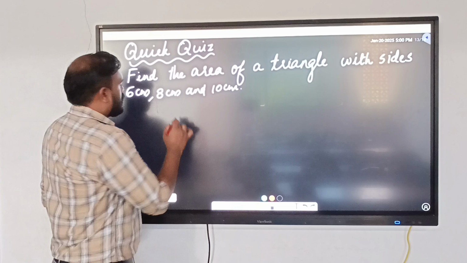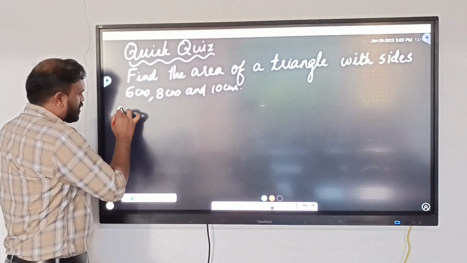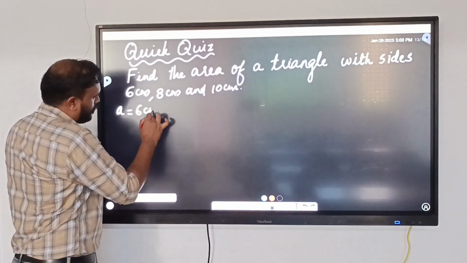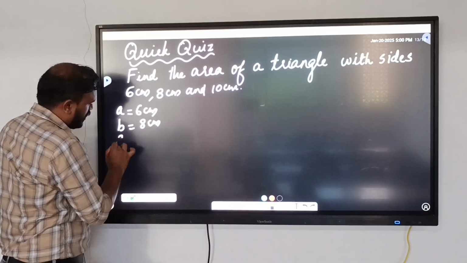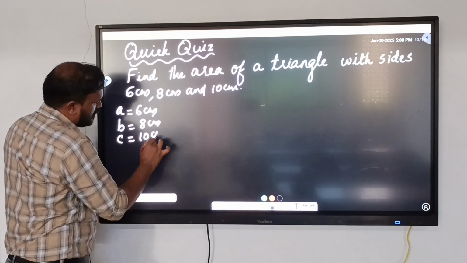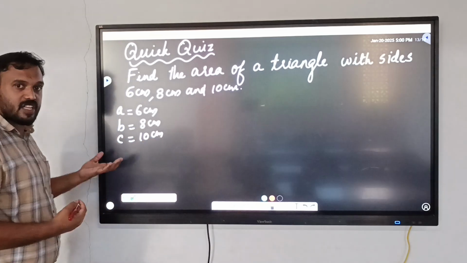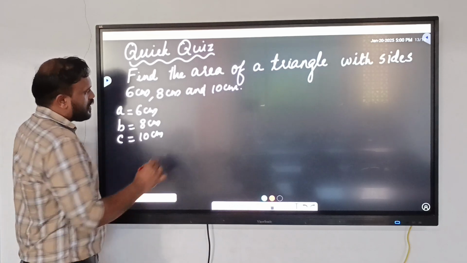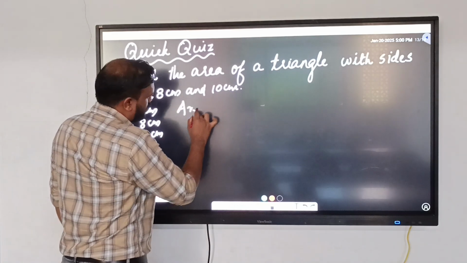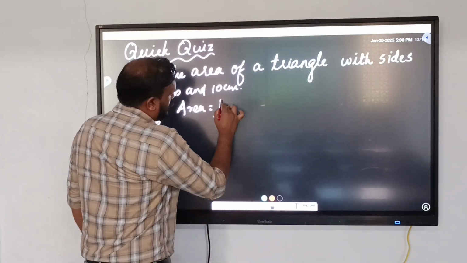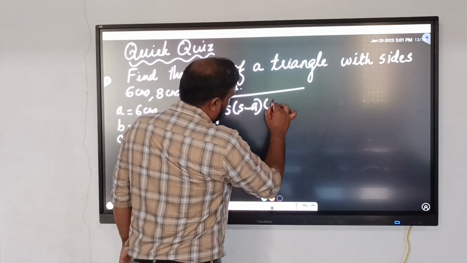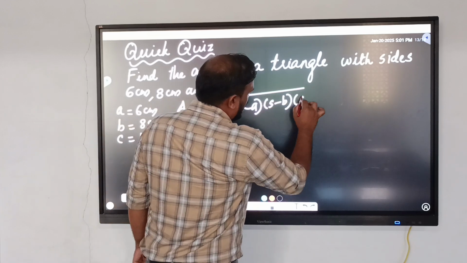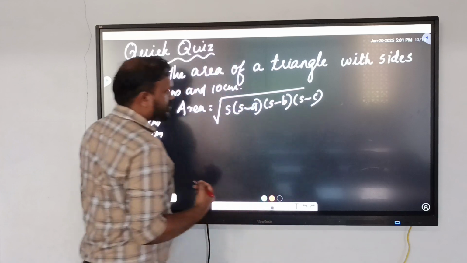Okay, so here these are the sides. Let us consider one side as 6 cm and the second side as 8 cm. And finally, the third side we can consider as 10 cm. Then we can use Heron's formula here. What is that? Square root of s into s minus a into s minus b into s minus c.